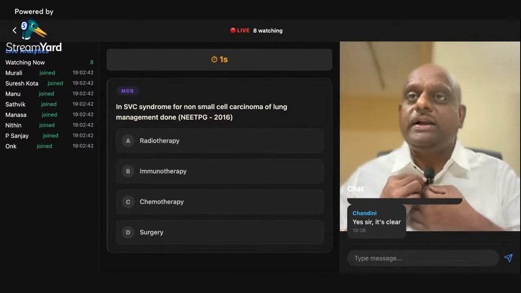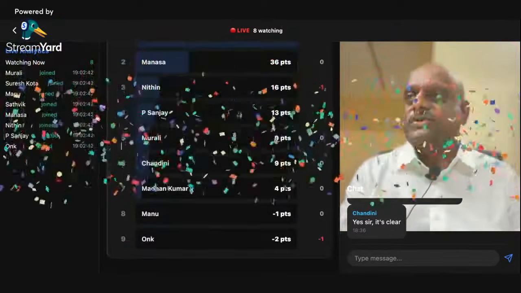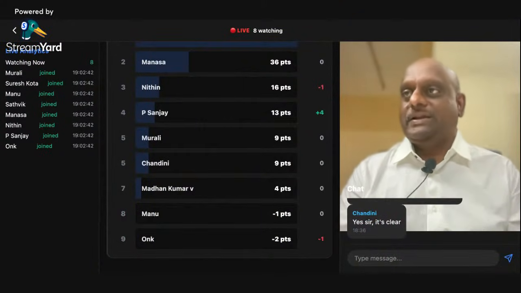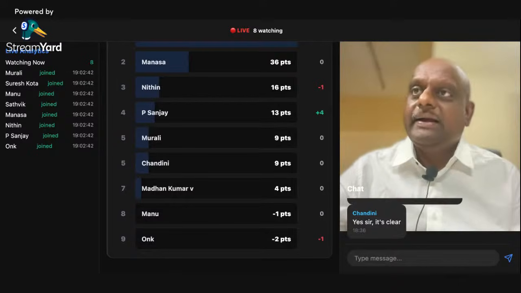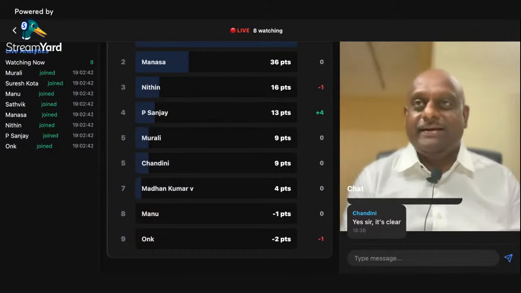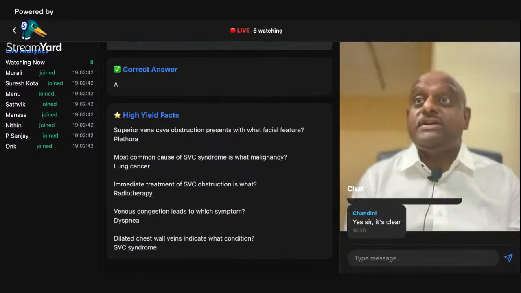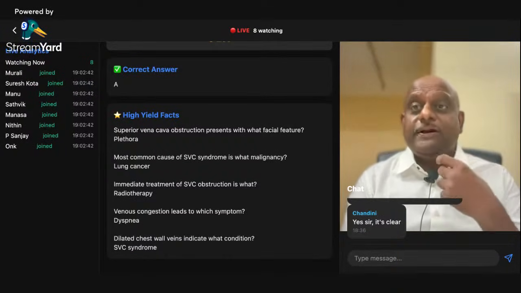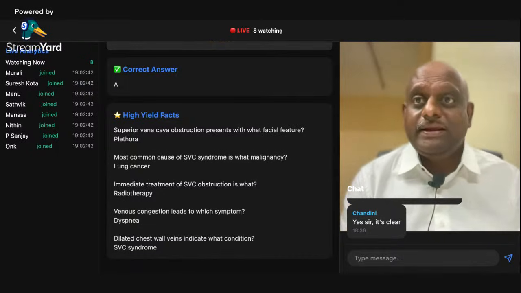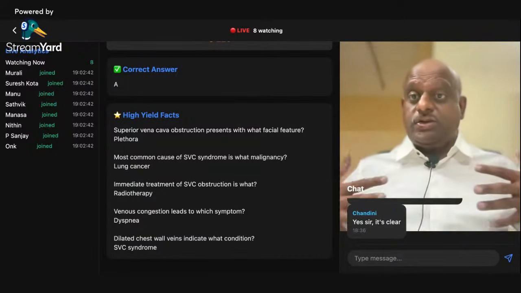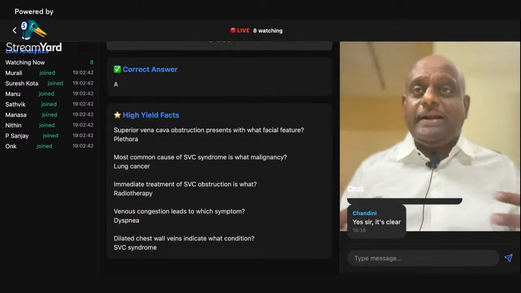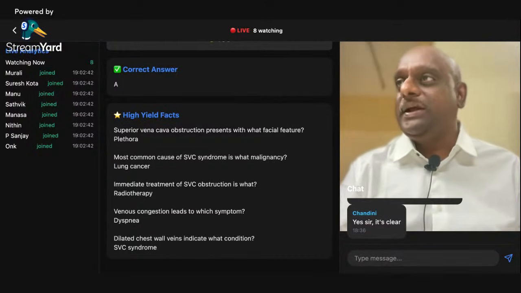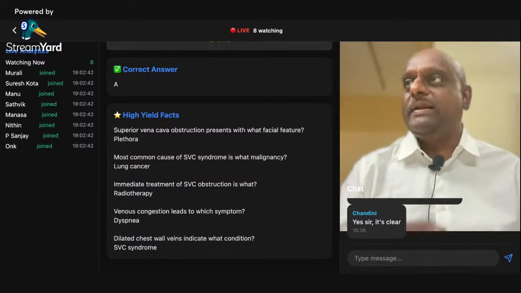Give me your answer, doctor. Let us see. Yes, Satvik is right. Sanjay is right. It is the radiotherapy, which is the treatment whenever SVC syndrome is there. So, immediate management of SVC obstruction is radiotherapy, and dilated chest wall vessels is a very important indicator of the superior vena cava syndrome, is what you need to remember. Right? Next.